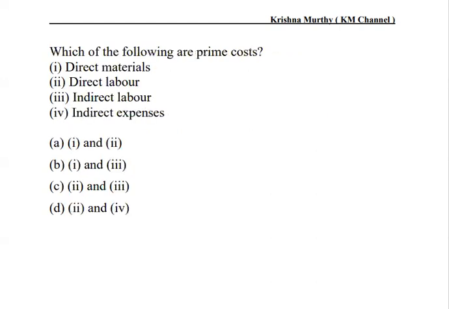Next one, which of the following are the prime cost? Direct materials, second direct labor, third one indirect labor, fourth one indirect expenses. The options are given: A option 1 and 2, B 1 and 3, C 2 and 3, D 2 and 4. The prime cost consists of three things: direct materials, direct labor and direct expenses. In this case, direct materials and direct labor are the prime cost. Indirect cost will never come under prime cost. Only direct will come. Therefore, the option will be the first option, 1 and 2.